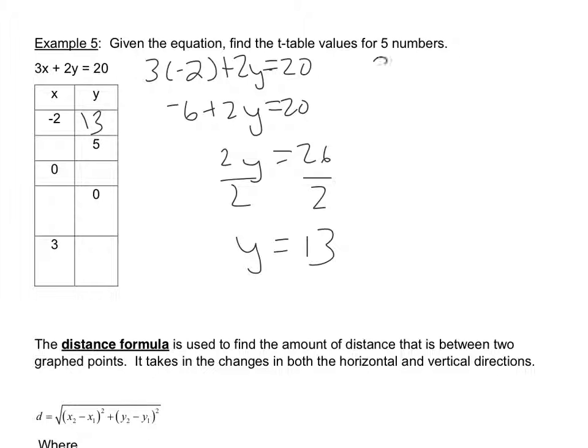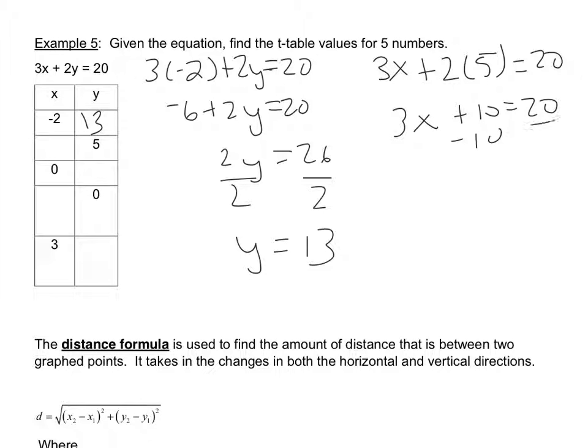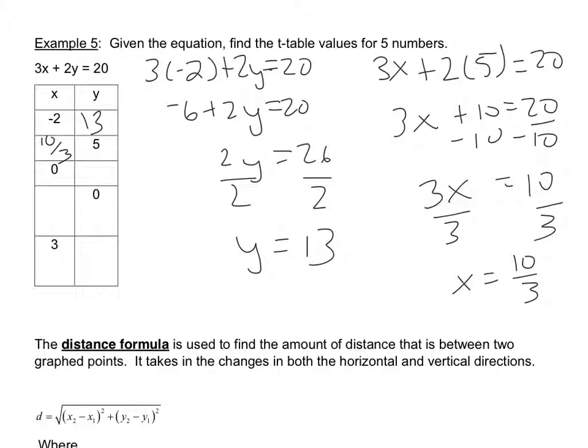And then when it's the y one, you do the same thing. It's just 3x plus 2 times 5 equals 20. So 3x plus 10 equals 20. Subtract 10. 3x equals 10. So x equals 10 thirds. No decimals, guys. We need exact values. Okay. And then plug in 0. If I plugged in 0 for x, you'd get 10. Plug in 0 for y, you'd get 20 over 3. Plug in 3 for x, you get 11 over 2. If you have questions on these, ask in class, okay?